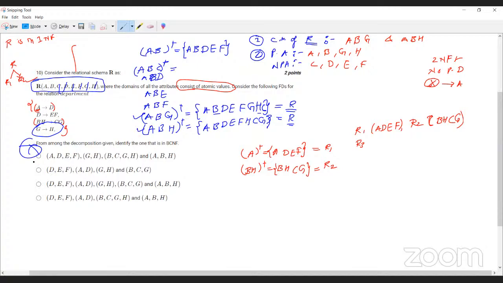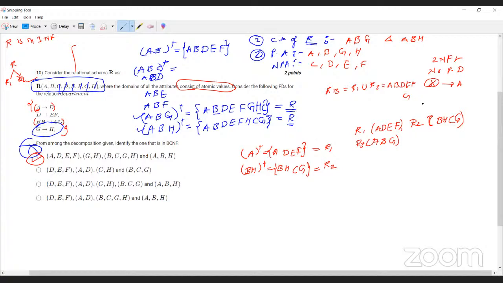It is not that only one decomposition is possible; multiple decompositions are possible, right? We'll go with ABG, just to be different. So ABG, right? Now let us see. If I take the intersection of R1 and R3, I will get A, and from A I will get R1, so this satisfies my lossless decomposition condition. Now R13 equals R1 union R3 equals A, B, D, E, F, G, right?